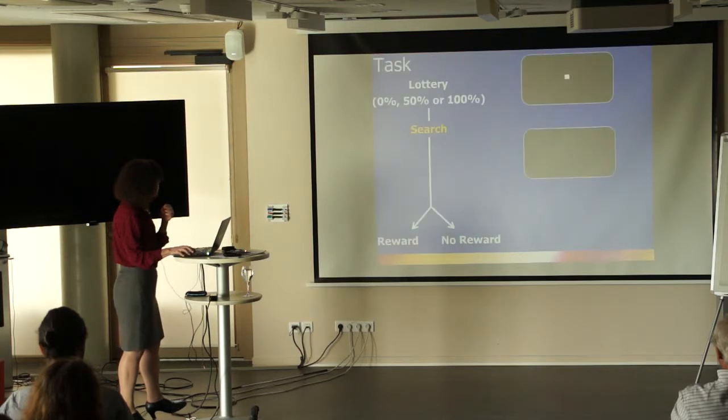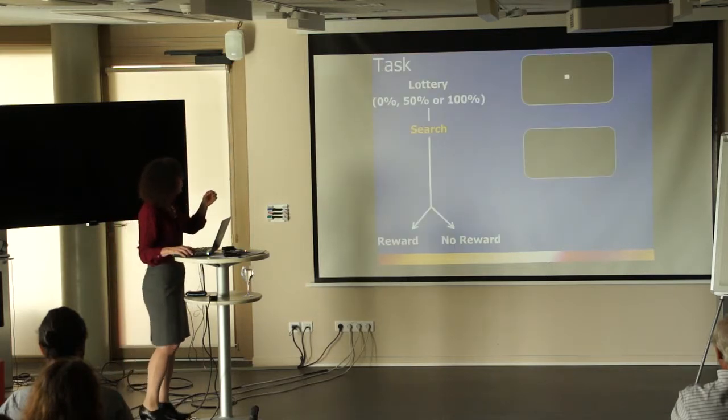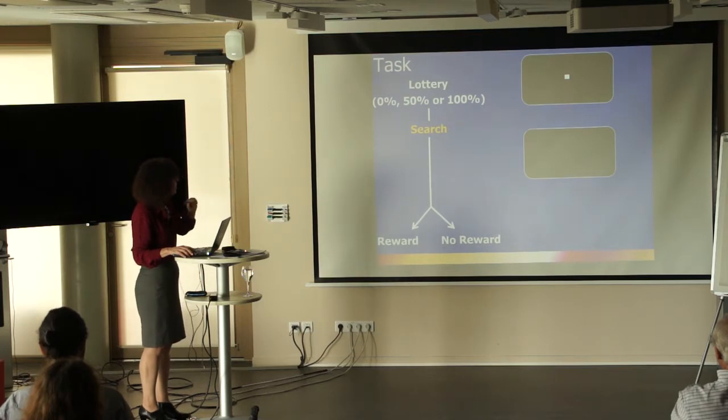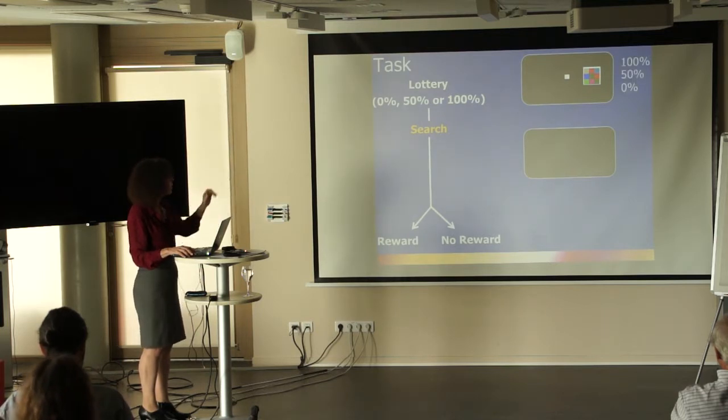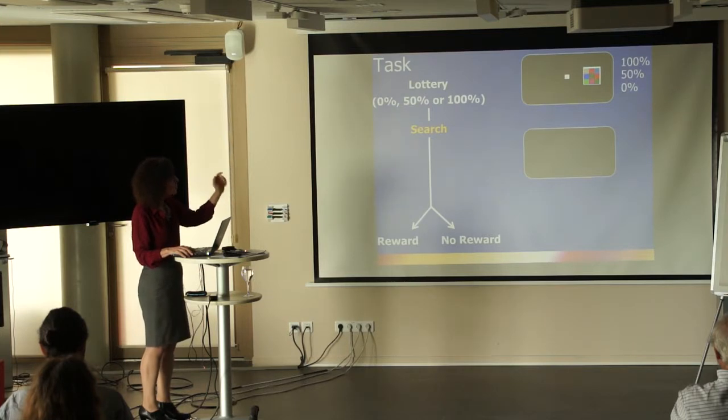Let me show you the task first. So here's how the task goes. The monkey begins by fixating, and then he sees a first cue that tells him the prior probability. Those cues are, again, pre-trained, and they can signal 100%, 50%, or 0% reward. And again, the cue signals the reward, and that's it. There's nothing the monkey can do about it.